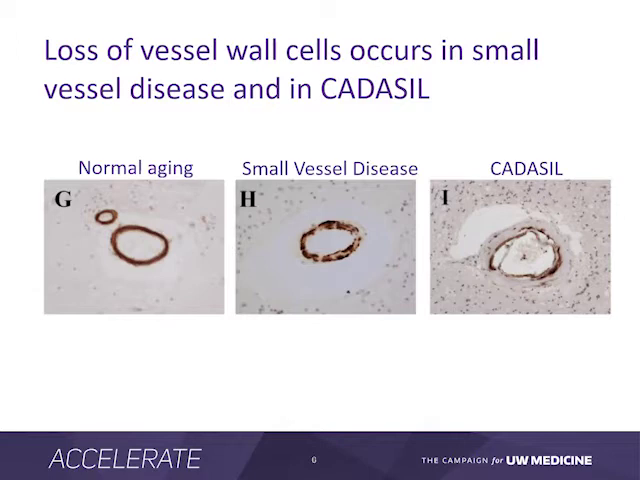So here's a normal brain, an aged normal brain, and the brown is standing for a smooth muscle cell protein. So it's giving you an idea about how intact those smooth muscle cells are within the vessel. Here's someone that has typical small vessel disease with high blood pressure, diabetes, etc. There's an abnormality. They do not have a coherent strip of smooth muscle cells. There's loss of smooth muscle cells. And similarly in CADASIL, there's loss of smooth muscle cells.